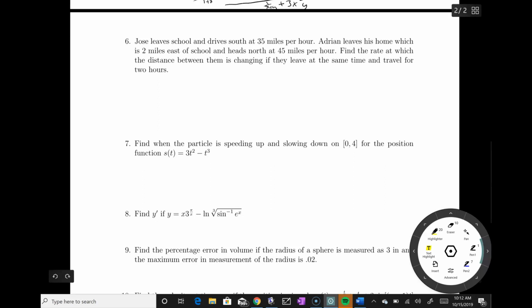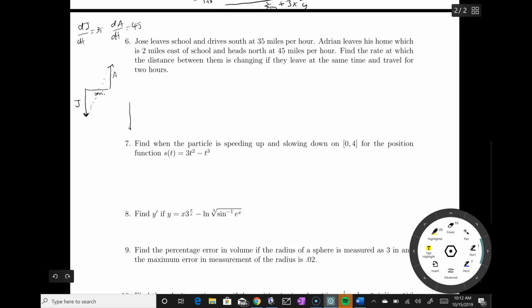All right, we have Jose leaving and driving south at 35 miles an hour, so I'll call him J, and I'll say dJ/dt is 35. And then we have Adrian, who's 2 miles east. Oops, I guess I'm making him 2 miles west. All right, so there's Adrian, and he's driving at 45 miles an hour. All right, so this is the 2 miles. So how fast is the distance between them changing?